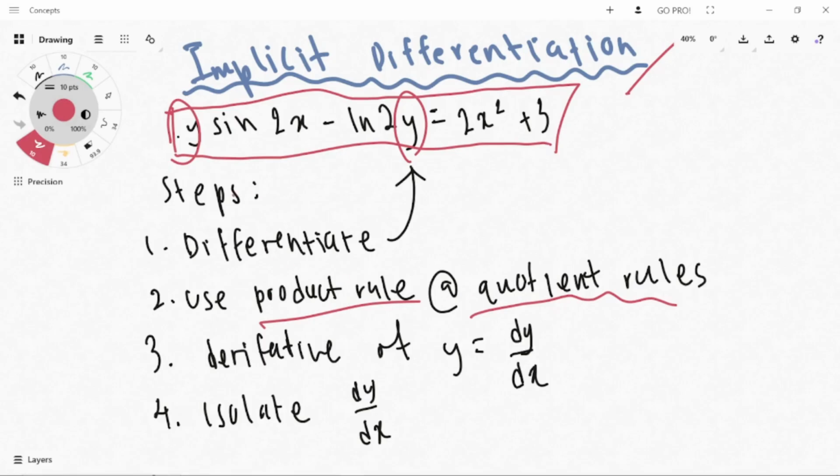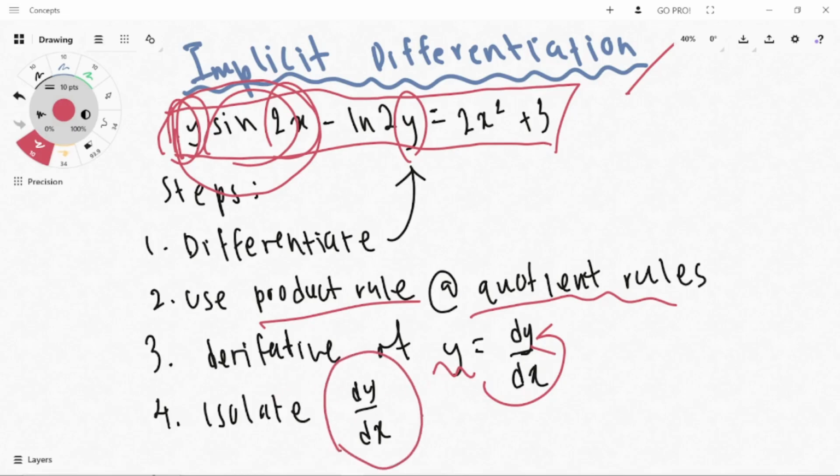Now, for this question, we have y sin 2x. In this expression, there are two factors, which are y and sin 2x. That tells us to use the product rule. For the third step, we have to differentiate the y. When we differentiate y, the derivative of y is always going to be dy/dx. For the last step, we simply isolate the dy/dx. At the end of your answer, you should get dy/dx equals something over something.